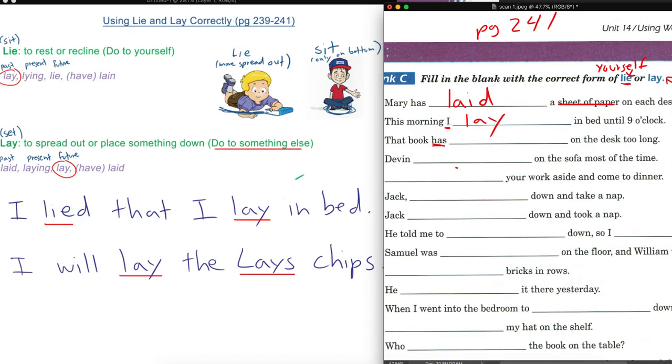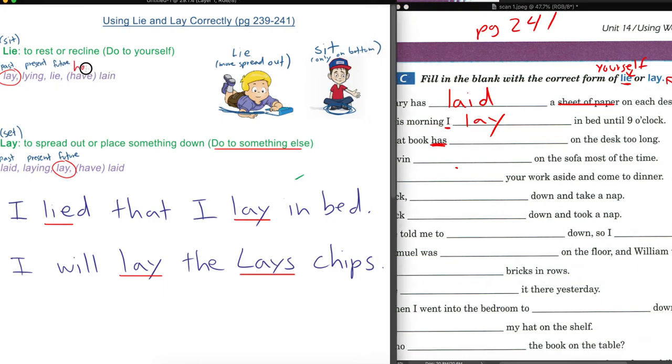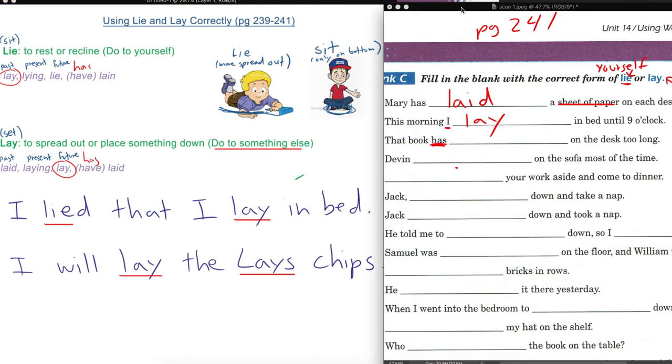Since we're using the helping verb has, we would need to look at this part right here. The parentheses, have lain. When I have these parentheses, it means it could be has or have. So if I'm using the helping verb has with lie, what's the verb form of lie? If you look here, it is lain. All right, let's look at our other page.